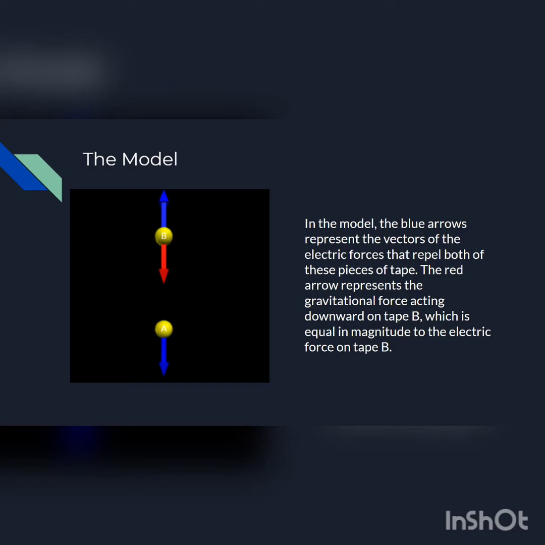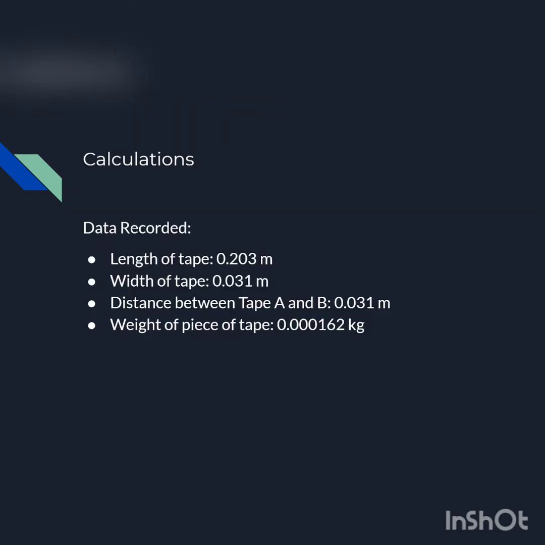So the model here: the blue arrows represent the vectors of the electric forces that repel both of these pieces of tape, and the red arrow represents the gravitational force acting downward on tape B, which is equal in magnitude to the electric force on tape B, which you can see by the sizes. These are the pieces of data we recorded to make our calculations.